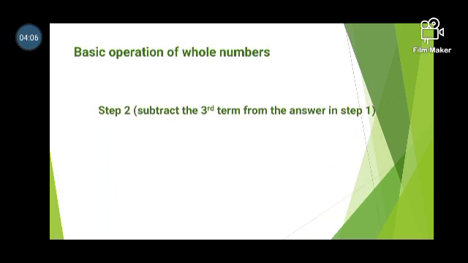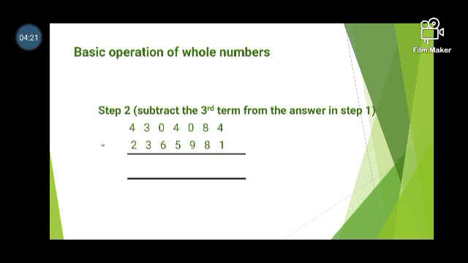The second step is to subtract the third term from what we got. 4 minus 1 is 3. 8 minus 8 is 0. Can 0 minus 9? No. Borrow from 4. 4 becomes 3, right? 10 minus 9 is 1.